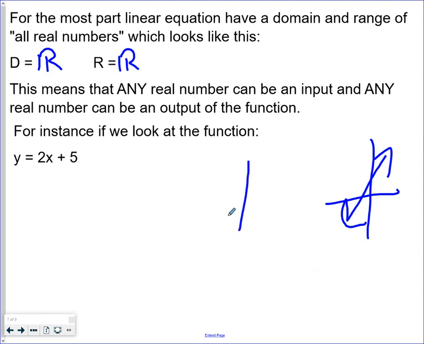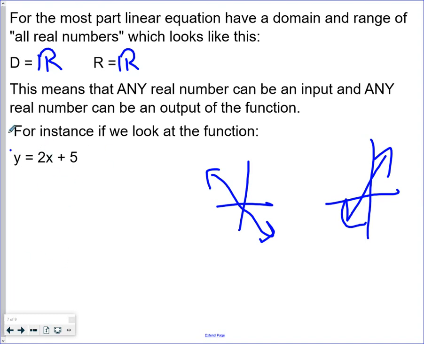So a line, even the lines that go the other way. So this line is squiggly, but it's also going to go on forever left, forever right, forever up, and forever down. So linear equations will almost always have this domain, because I can plug in any number I want for x and get out any number I want for y. So every single possible number you can think of, you can plug in for x, and every single possible number you can think of, you can get out for y. So these domains are almost always going to be all reals, and these ranges are almost always going to be all reals.